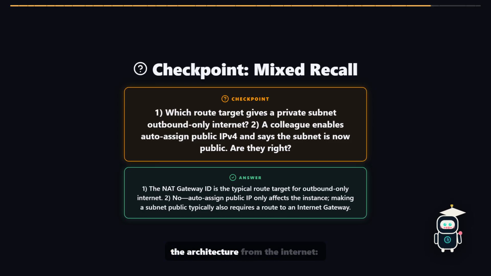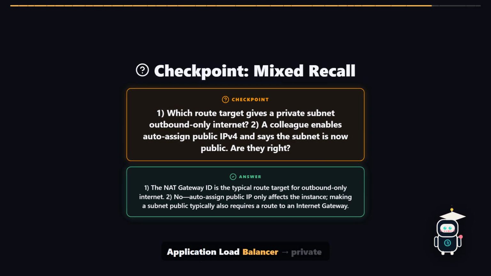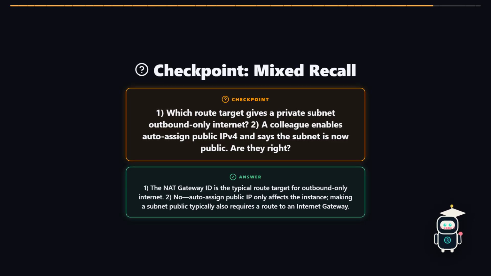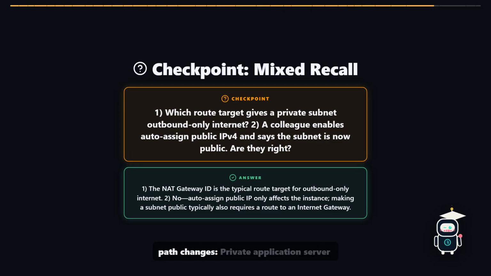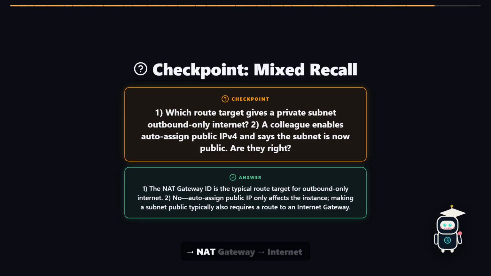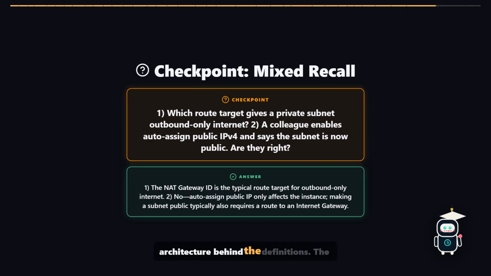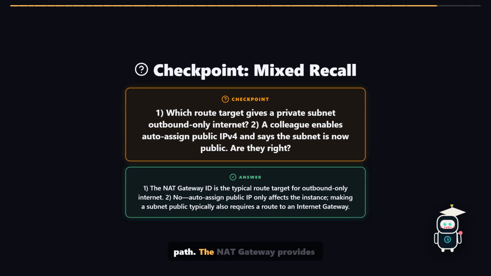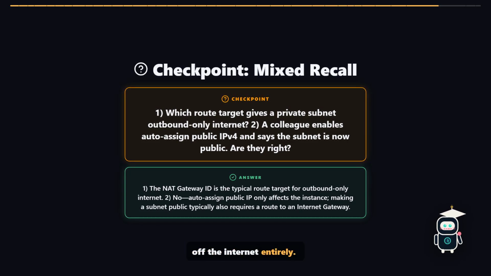Now look at the architecture from the internet. Internet gateway, application load balancer, private application servers, private database. When an application server initiates an outbound internet connection, the path changes. Private application server, NAT gateway, internet gateway, internet. That's the architecture behind the definitions. The internet gateway provides the public path. The NAT gateway provides controlled outbound access for private workloads, and the database stays off the internet entirely.